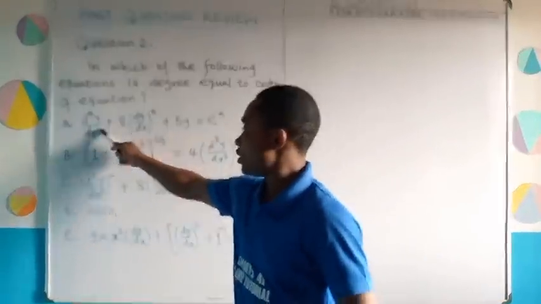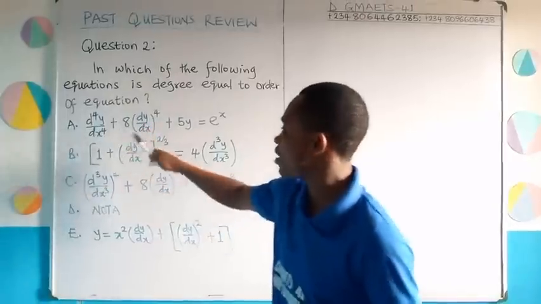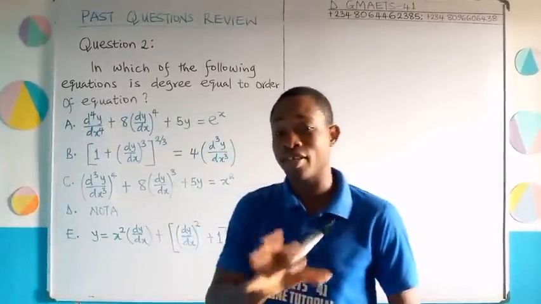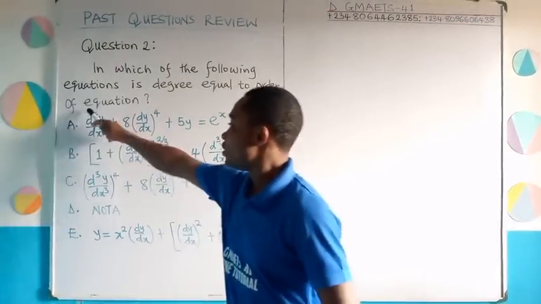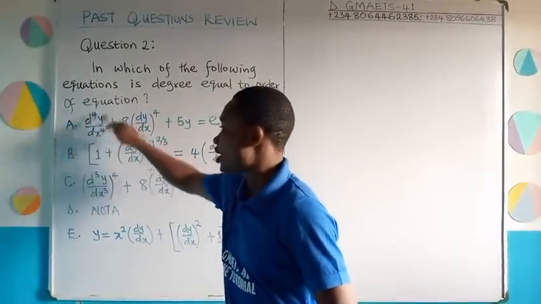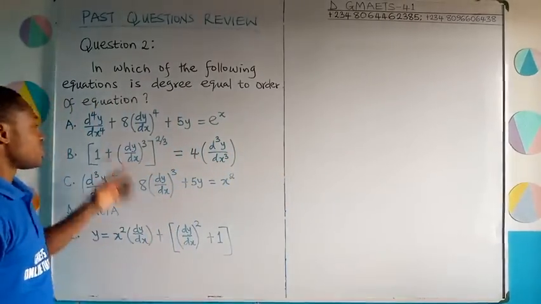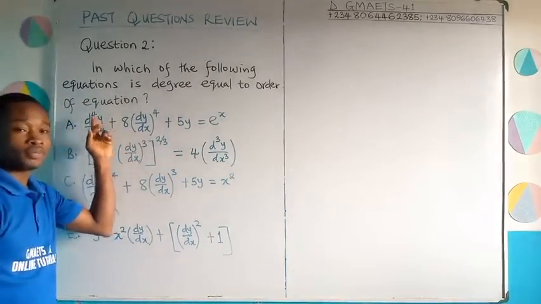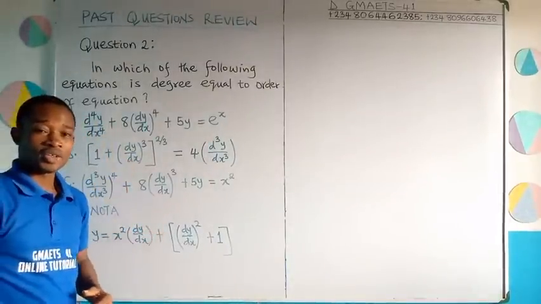Looking at option A, this is a differential equation of order 4 because the highest derivative of the dependent variable y in that option A is 4 times. Now, the power of this highest order is 1, which means that the degree is 1. Equation A is simply an equation of order 4, degree 1. Clearly, the degree and the order are not the same.